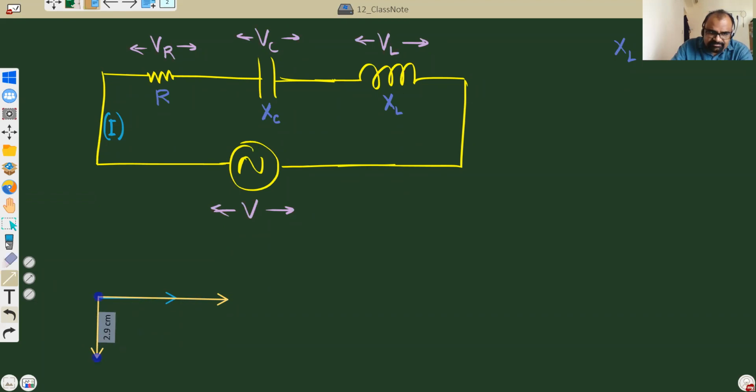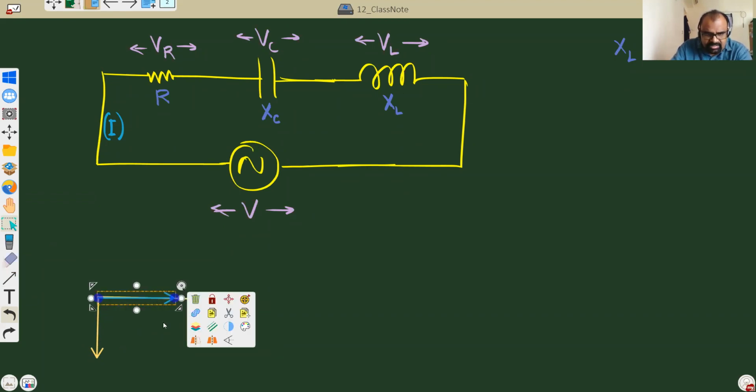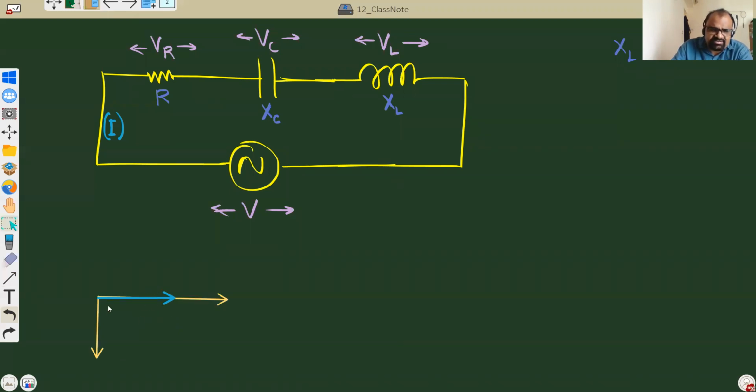So this was the current. I can make it a little thick because that is the reference phasor. We take current as the reference phasor. So with respect to this current, VC, voltage across capacitor, will be 90° behind. And then look at the VL phasor. With respect to the current, see, current is common to all three. Whatever is the current through resistor.